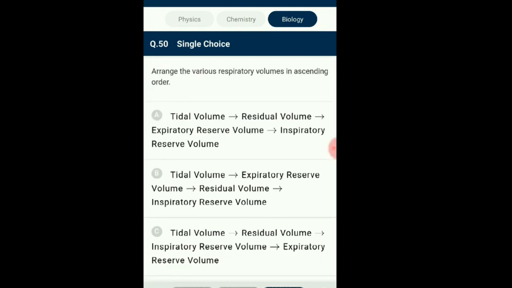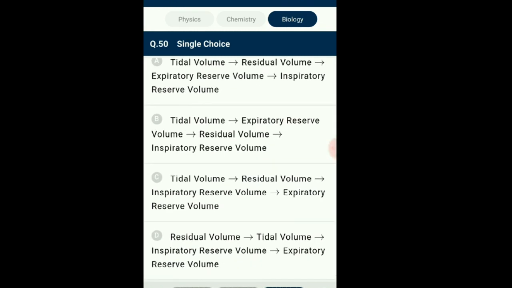Question number 50. Arrange the various respiratory volumes in ascending order. Tidal volume is the volume of air inspired or expired during normal respiration. It is approximately 500 ml. A healthy man can inspire or expire approximately 6,000 to 8,000 ml per minute. Inspiratory reserve volume is the additional volume of air a person can inspire by a forcible inspiration. This averages 2500 ml to 3000 ml.